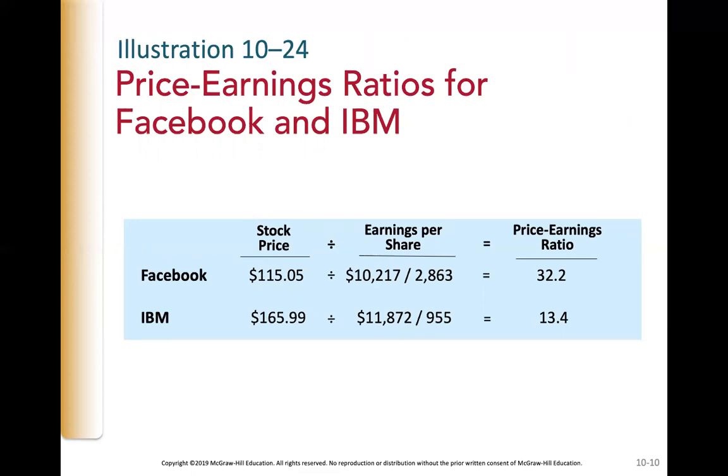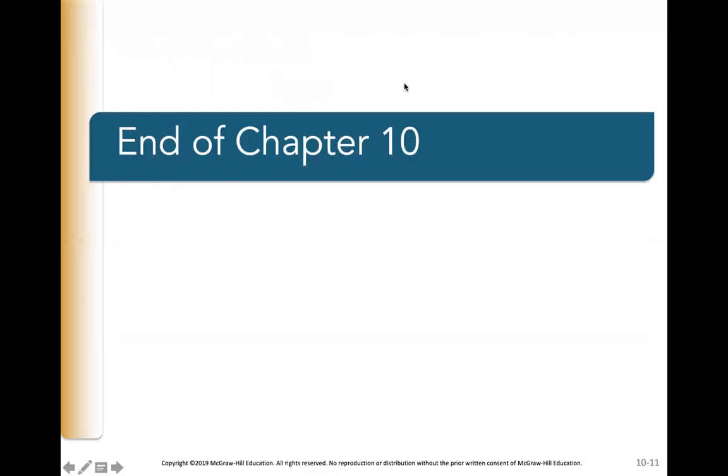So we see that IBM has a somewhat lower PE ratio because it's more of a stable company, whereas Facebook's PE ratio is almost double what the common range is because it is a growth stock. Investors anticipate future earnings of Facebook to be higher than they currently are now. That is the end of chapter 10.